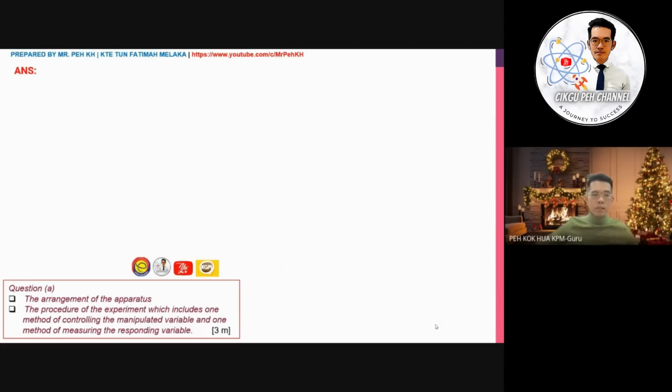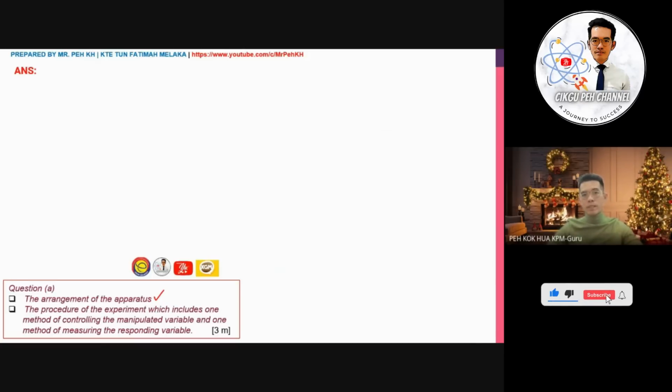So now let us continue with question number 1 here. Question A asks the candidate to draw the arrangement of the apparatus, and actually just now I already showed you the arrangement of the apparatus. You should draft the arrangement of the apparatus before you start your experiment, right? Just now as I discussed with you already.